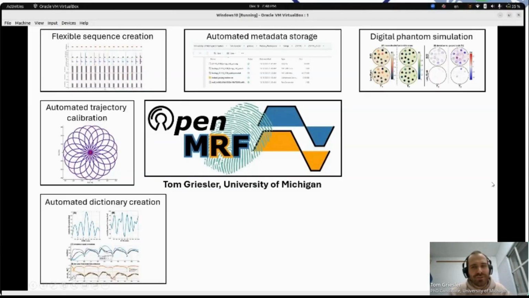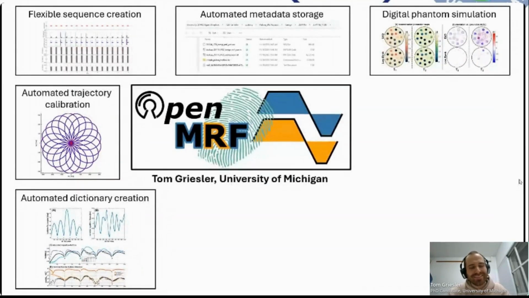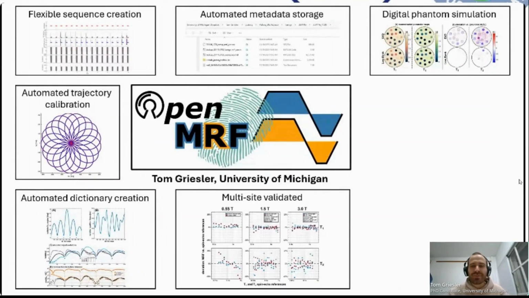This is the dictionary creation. That is what I wanted to show you. I'm sorry about that. So basically, this is anyways the most important point of all this.